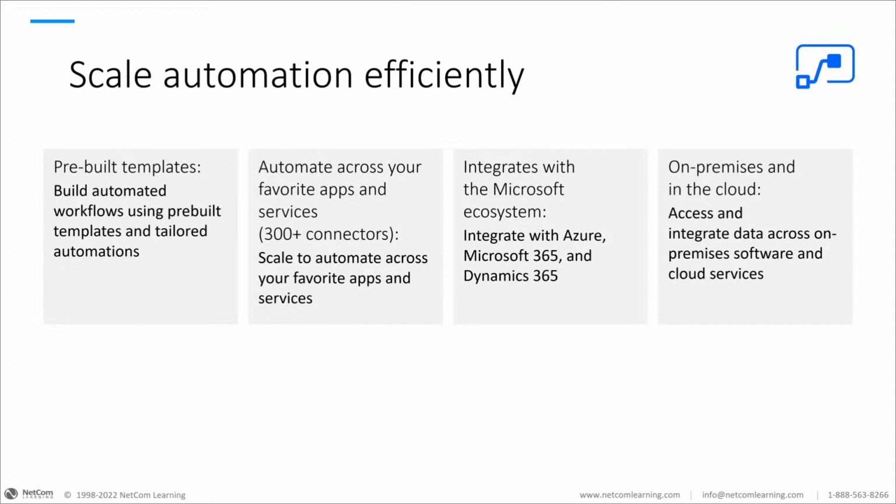There are 300 plus different connectors that are already created for you to scale and automate across favorite apps and services. You can integrate them within the Microsoft ecosystem. So not only can you integrate with Microsoft Office, but you can also do it with Azure, Microsoft 365, Dynamics 365, other external things, Facebook, Twitter, any other social media site, those sorts of things.